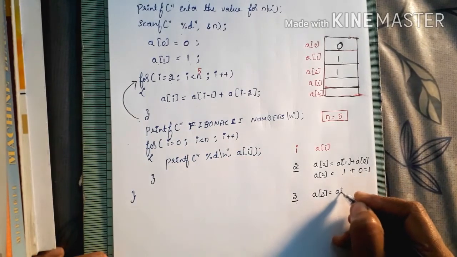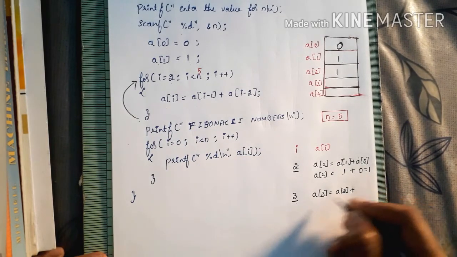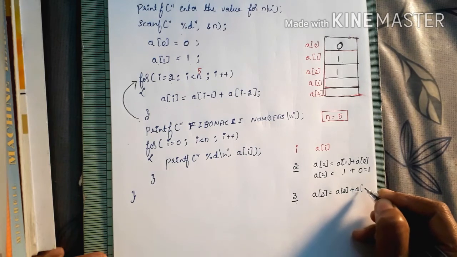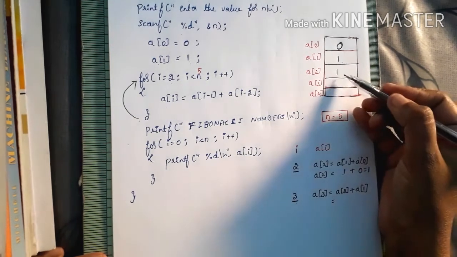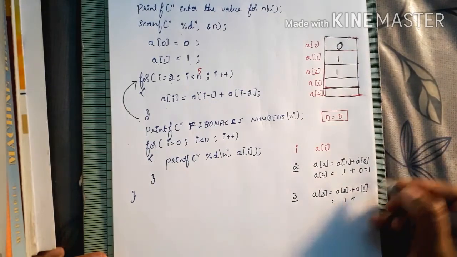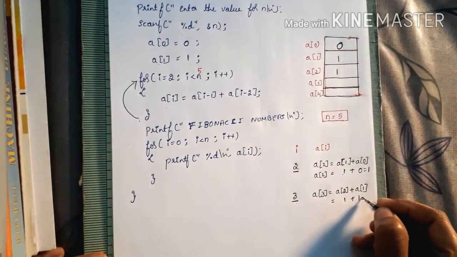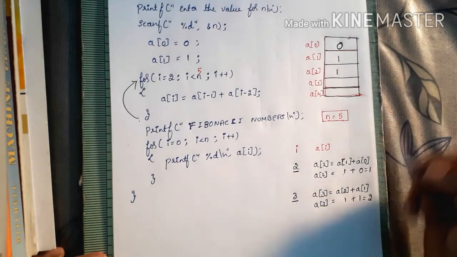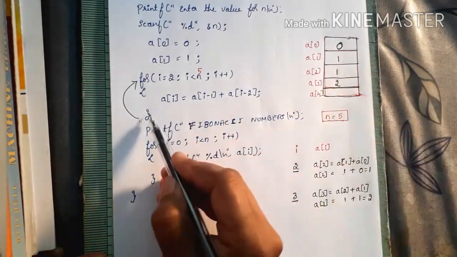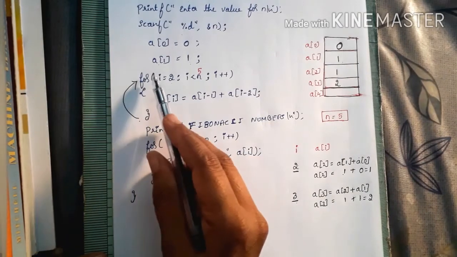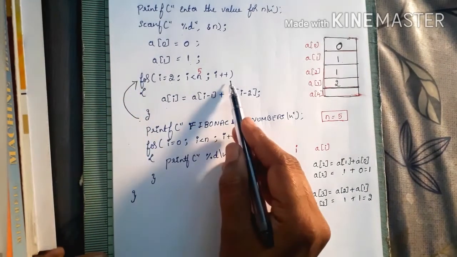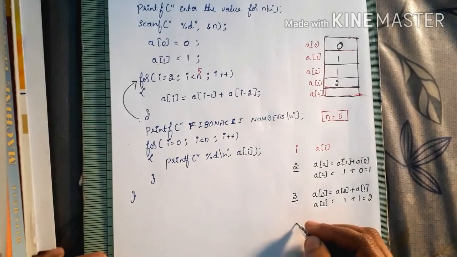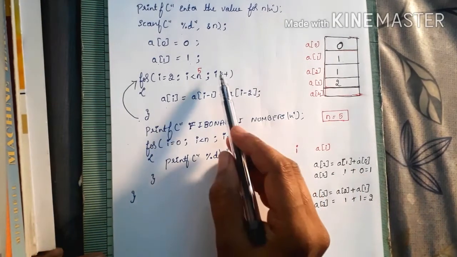That is equal to A of I minus 1, that is A of 3 minus 1, that is A of 2, plus A of I minus 2, that is A of 3 minus 2, which is A of 1. A of 2 value is 1. A of 1 value is 1. 1 plus 1 is 2, and that gets stored back to the variable A of 3. Next, end for. End for means control returns back to the for loop. Then the updation: I is incremented by 1, so I becomes 4.